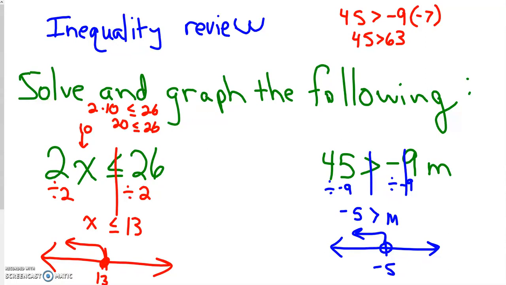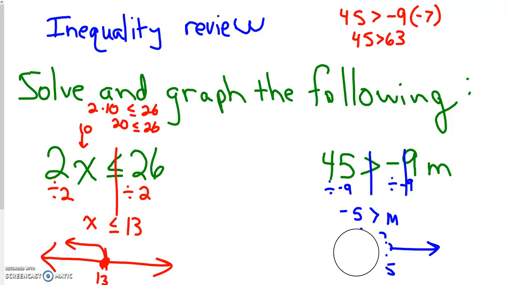And if you remember back, and it's okay if you don't, we had a rule. We said in inequalities, if we divide both sides by a negative number, or multiply both sides by a negative number, we needed to flip the sign. Dividing by a negative is like doing the opposite.